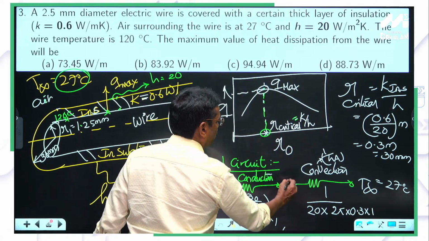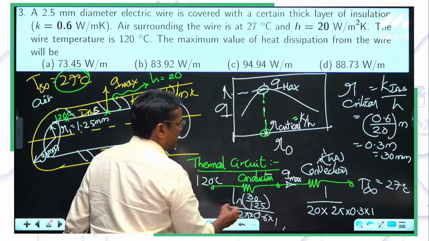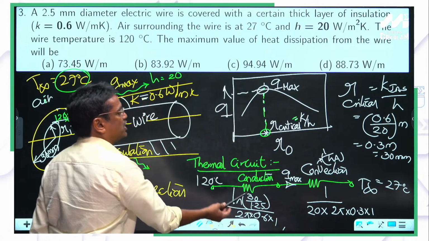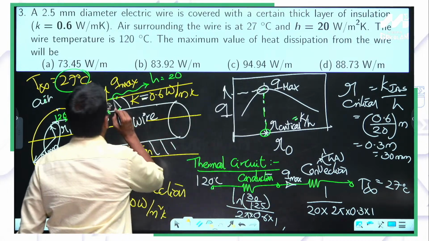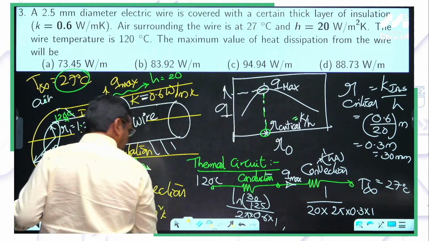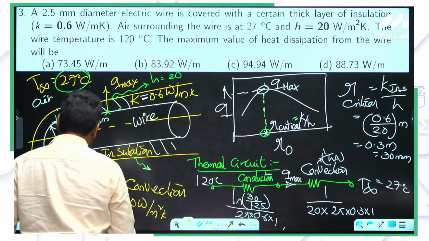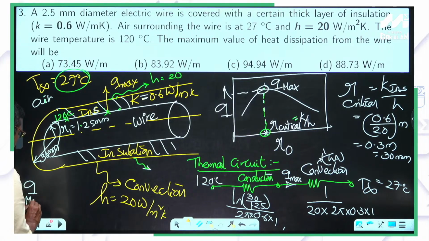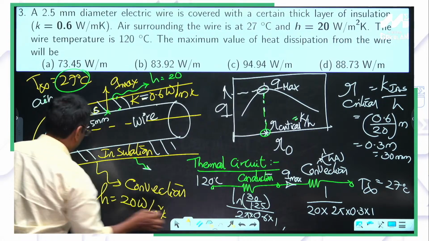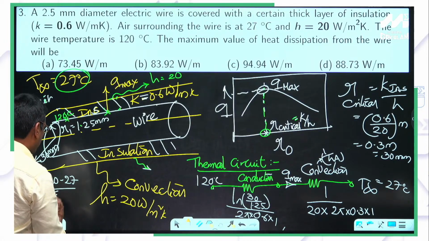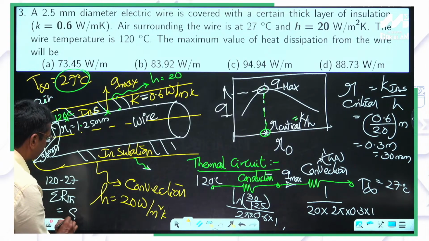Now you can get the Q max. How to calculate Q max? 120 minus 27 divided by the sum of these two resistances. What are the two resistances? First one is the conduction resistance offered by the insulation. Second one is the convection resistance at the surface of the insulation. Q max will be 120 minus 27 divided by the sum of the two resistances. The answer will be 83.92.